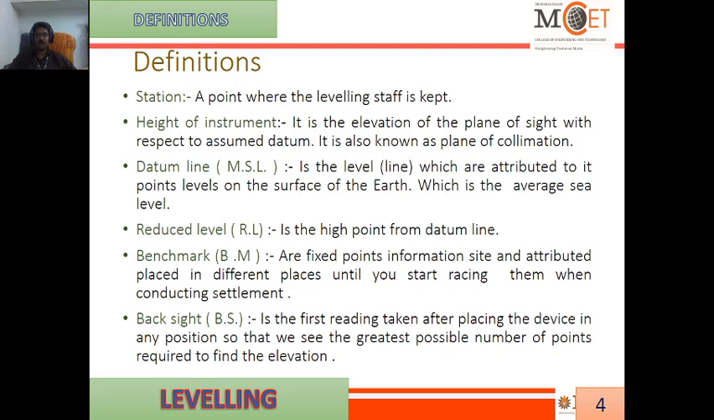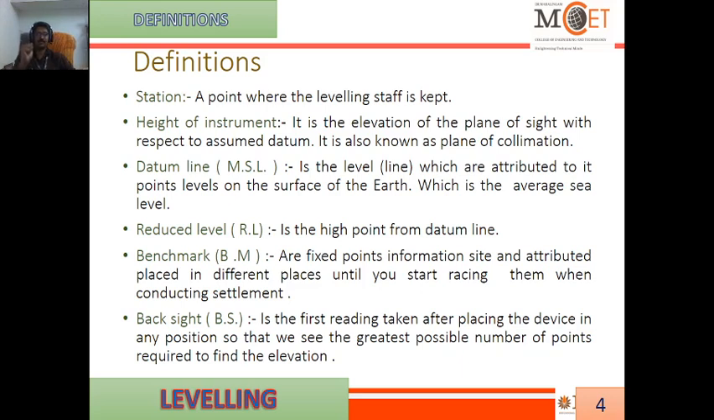And benchmark, BM, we are going to use continuously. What is a benchmark? It has many types also, we will discuss later. It is a fixed point of known elevation placed in different places. Without a benchmark, leveling cannot be started, or even surveying cannot be started. Why is the benchmark so important? I should refer to something as a standard, then only I can compare with that.